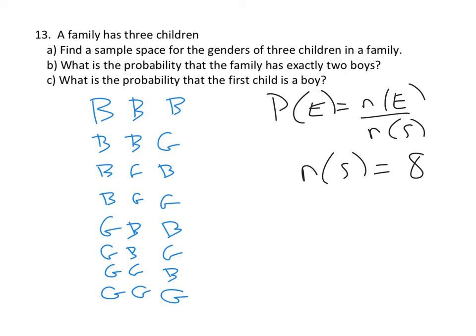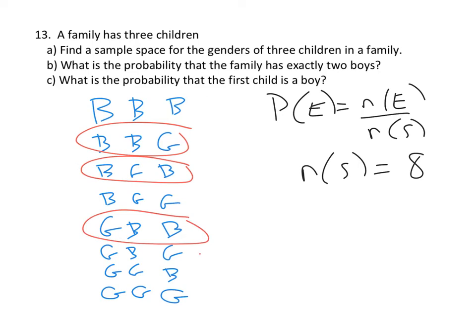Okay, exactly 2 boys. Well, let's just circle everything that is exactly 2 boys. The first one has 3, so that's not exactly 2. But here we have exactly 2 boys, right? 2 boys and a girl. Here we have exactly 2 boys. Next we have 2 girls. Here we have exactly 2 boys, and then we have 2 girls, 2 girls, 3 girls. Okay, so there's 3 things that I circled, right? So those are the 3 possible ways to get exactly 2 boys.